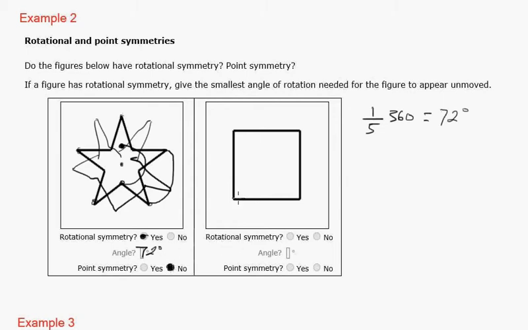Rotational symmetry here is pretty obvious. It looks like a square to me. So that would be 1/4, right? 4 sides. So 1/4 of 360, so we're back to 90 degrees again. So yes. And in point symmetry, I would say yes, because you could take this point and rotate it all the way around, it would be right there, and same with all the other points. So yes.